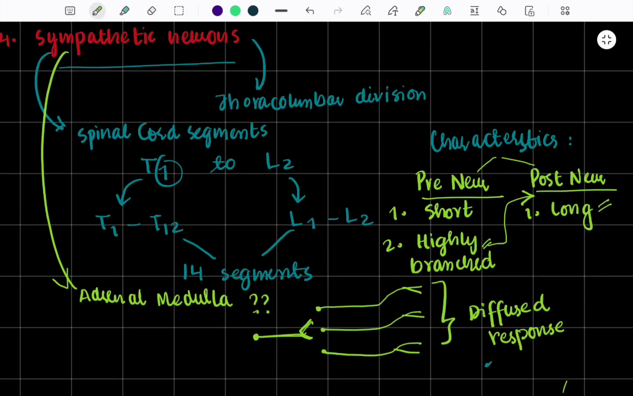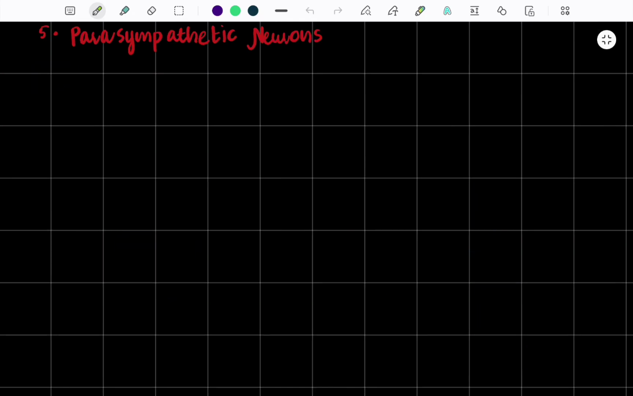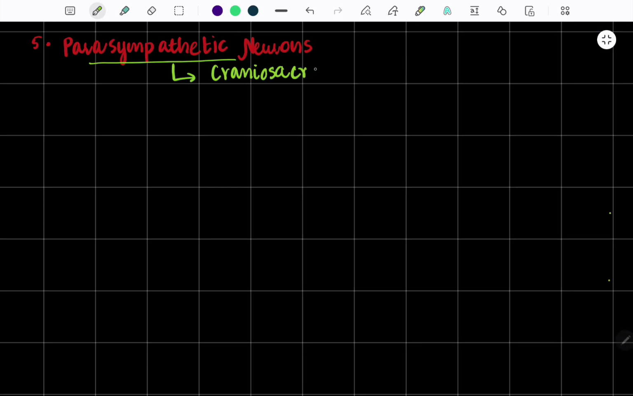Now let us discuss the parasympathetic neurons. Basically, they are also known as the craniosacral division, because these neurons originate in the brain and the sacral region of the spinal cord.